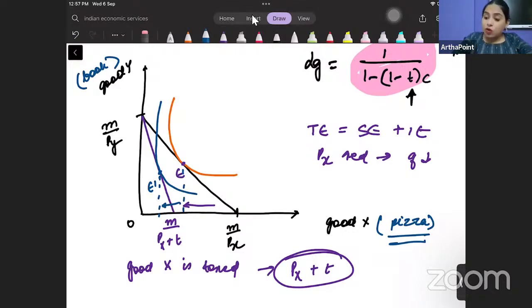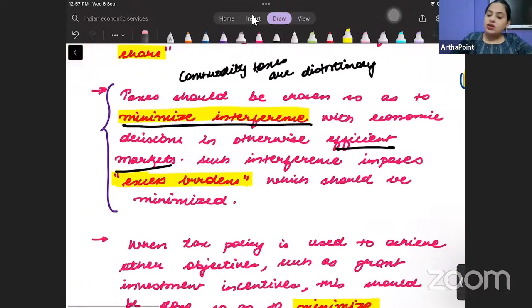Okay. Because good X was taxed, my decision making changed. Even though I love pizzas more than I love books, but now because good X is taxed, the way I think has been changed. I have reduced the consumption of good X. This is called distortion. Distortion मतलब जिस तरीके से हम सोचते हैं एक commodity के लिए, जब उस पर टैक्स लग जाता है तो हमारा thought process changed.